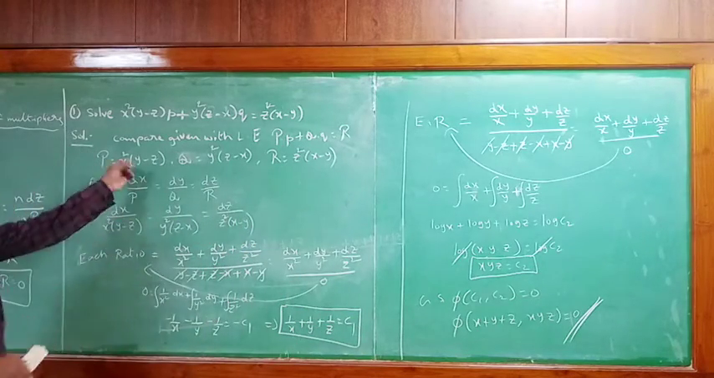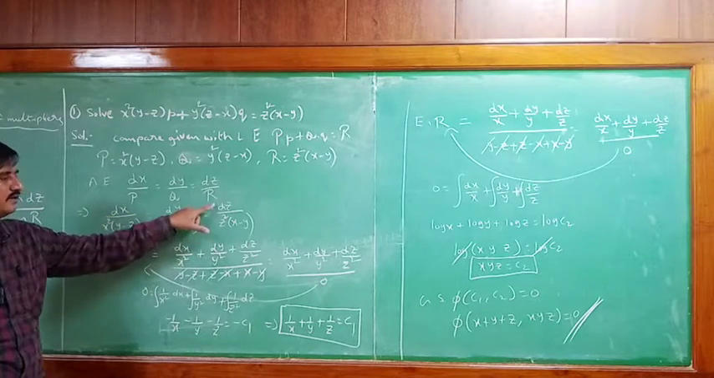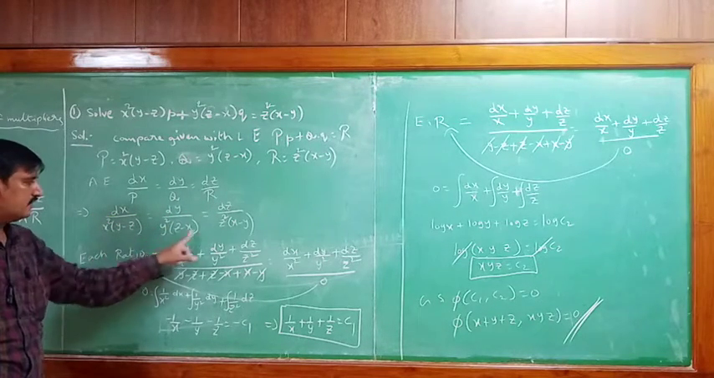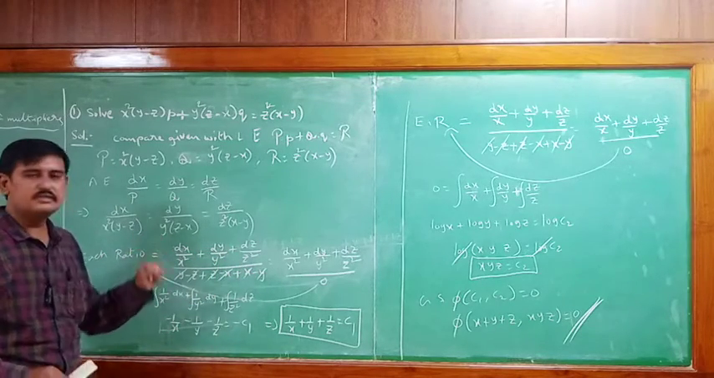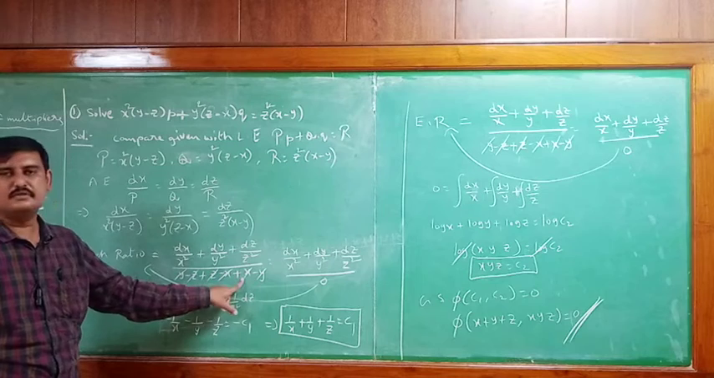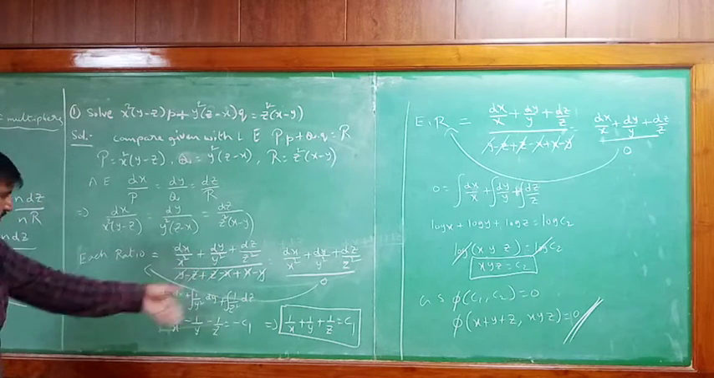Understand what we did here. We took this x square into the numerator, and from here y square, and here z square, and we added the leftover part, so we got 0. Basically, what is our target? The denominator should become 0. The denominator should become 0. After that we integrate; we cross multiplied that 0.